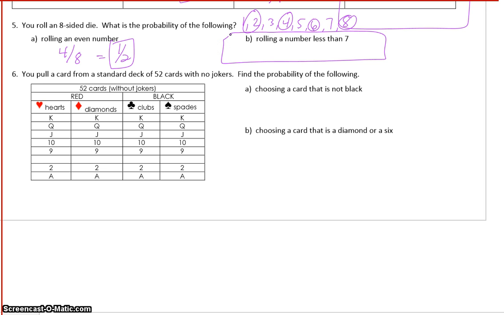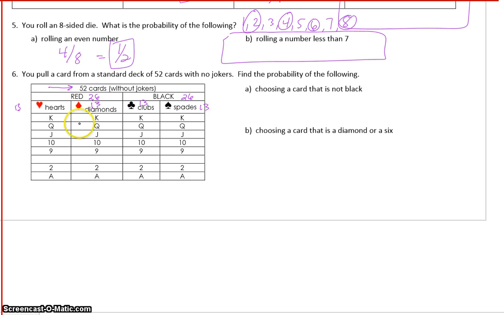The last part here says you pull a card from a standard deck of 52 cards with no jokers. Find the probability of the following. So I have outlined for you what a deck of cards is composed of. So there are 52 cards. Half of them are red and half of them are black. Of the red cards, half are hearts and half are diamonds. Of the black cards, half are clubs and half are spades.